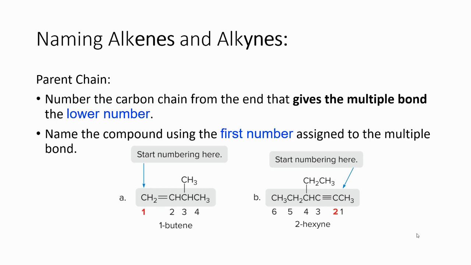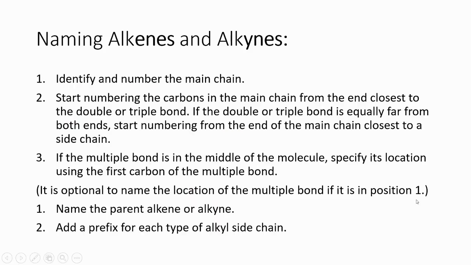So you would use the first number, the first number in the bond, before the double or triple bond. Yep. So this one, carbon 2, starts having this triple bond. So that's why they're calling it 2-hexyne. Oh, because the triple bond starts at 2. That makes sense. Okay. Good. From the end closest to the double or triple bond.